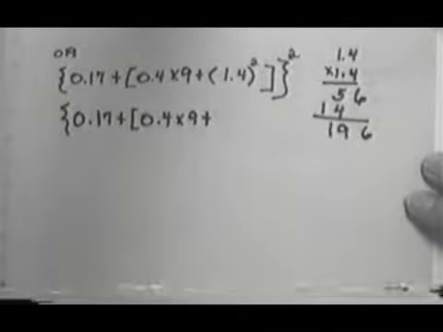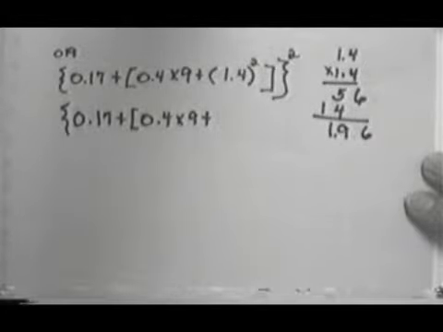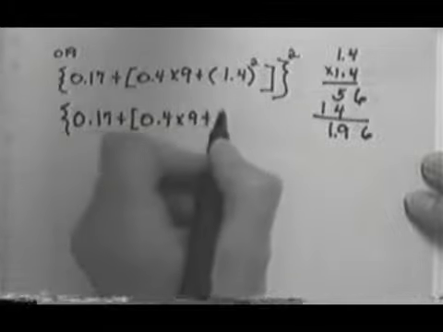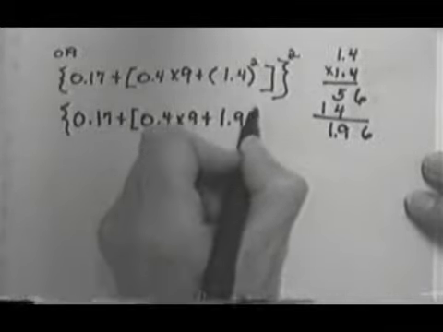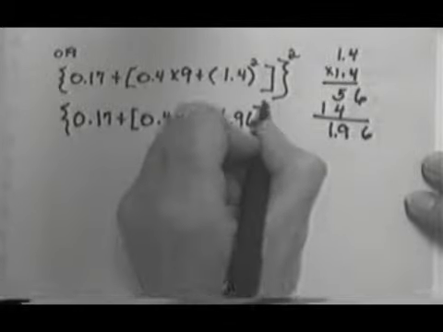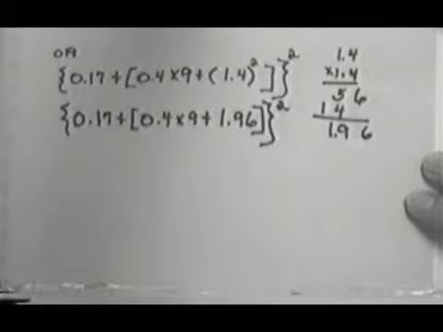I have to count my decimal places. I'm going to have 2 decimal places. So I have 1.96 or 1 96 hundredths. So I want to fill in 1 96 hundredths. So now I close my bracket, close my braces, and put that little 2 back out there.